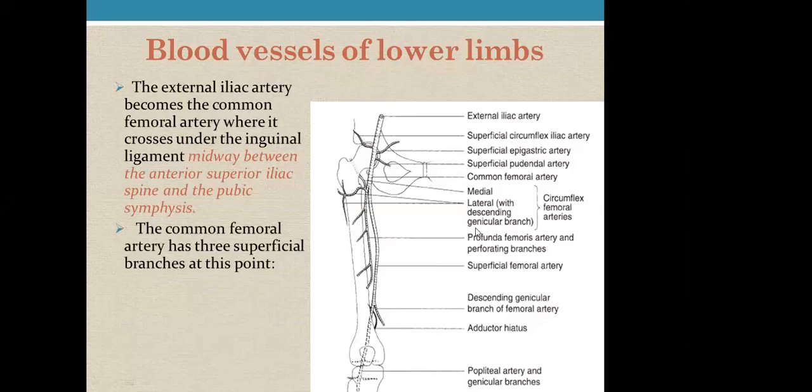Now we can talk about the blood vessels of the lower limbs. The external iliac artery becomes the common femoral artery, where it crosses under the inguinal ligament. The inguinal ligament lies between the anterior superior iliac spine and pubic symphysis. The common femoral artery has three superficial branches at this point, which are the superficial circumflex iliac artery, superficial epigastric artery, and superficial pudendal artery.